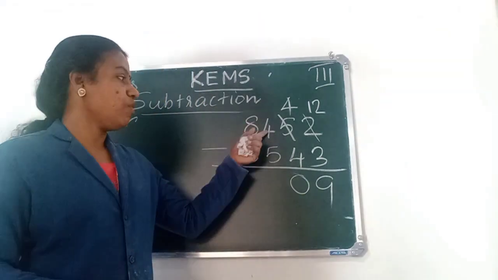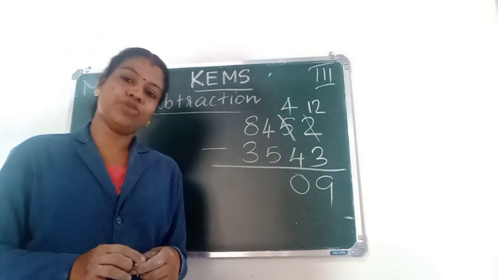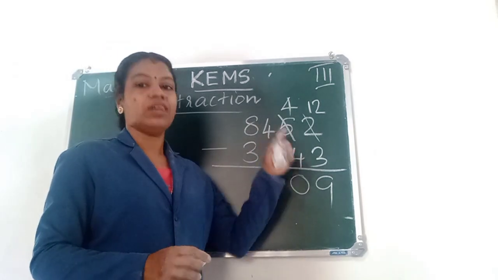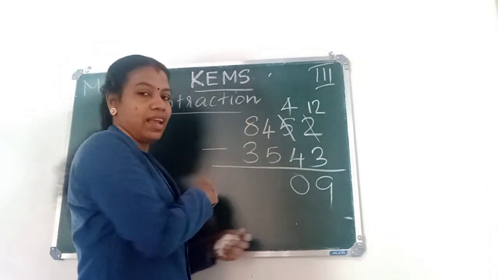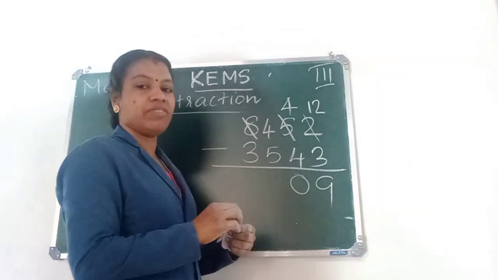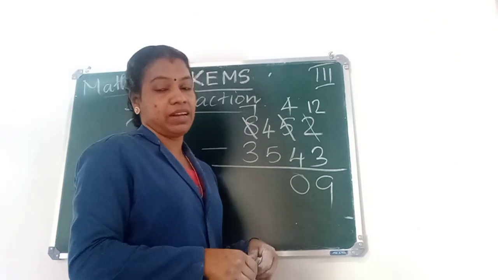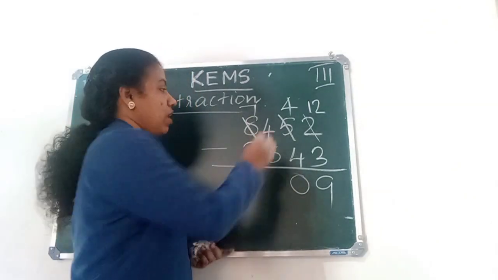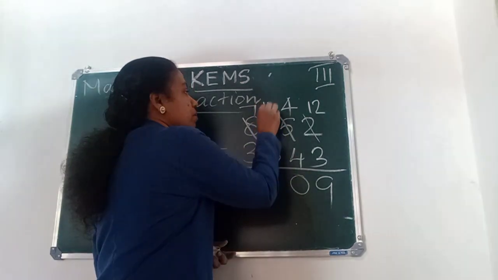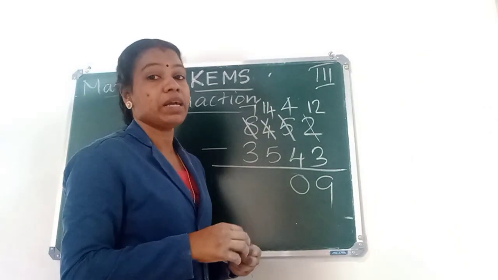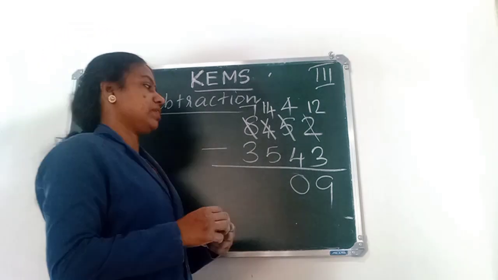Then next, 4 minus 5. Can you subtract 5 from 4? No, because 5 is bigger than 4. So again we borrow 1 from the nearest number, that is from 8. Cancel 8 first, then write 7. 8 becomes 7. We borrowed 1. Then that borrowed 1 is written above this number, that is 4. Actually we have 4, but we borrowed 1, so it becomes 14. Okay, clear?